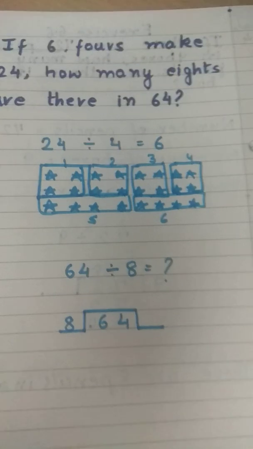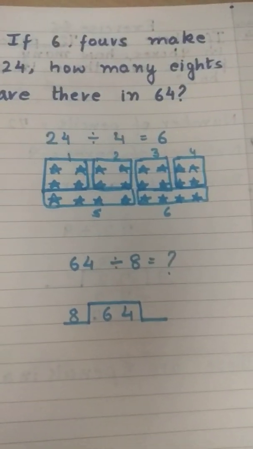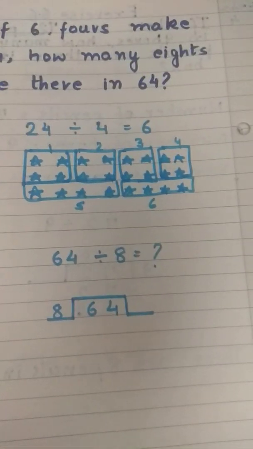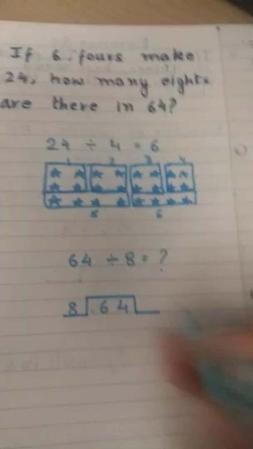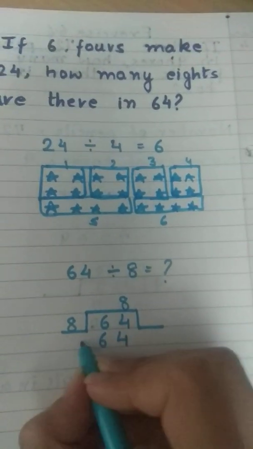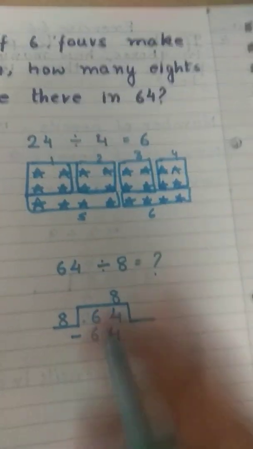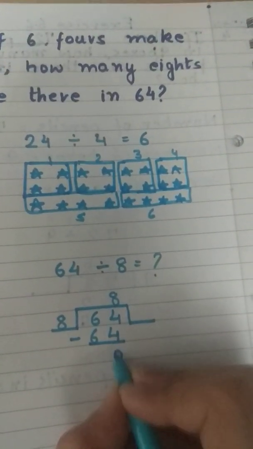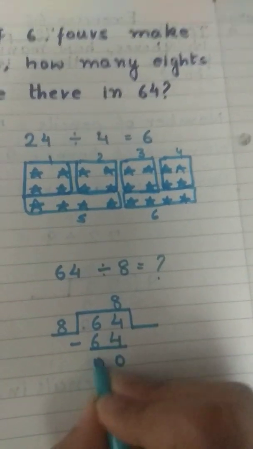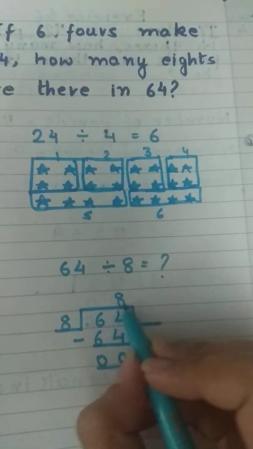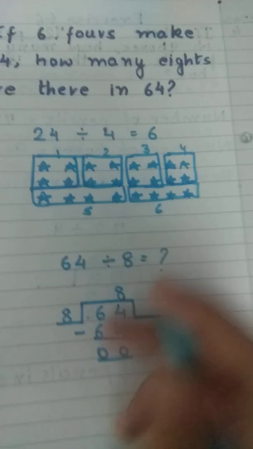8 ones are 8, 8 twos are 16, 8 threes are 24, 8 fours are 32, 8 fives are 40, 8 sixes are 48, 8 sevens are 56, 8 eights are 64. Subtract. Next step is to subtract: 4 minus 4, 0. 6 minus 6, 0. That is, how many groups are formed? 8. Understood? It is the same in similar fashion.